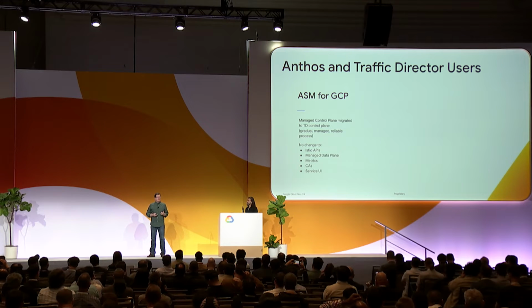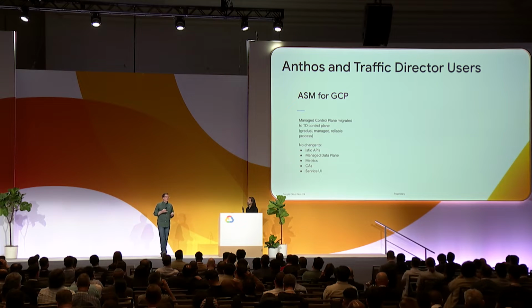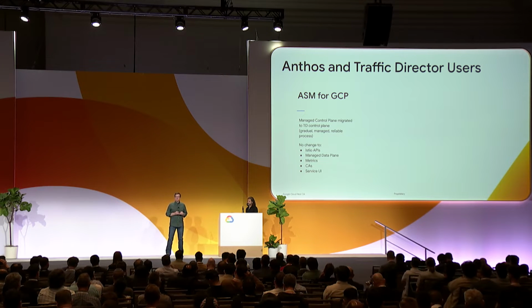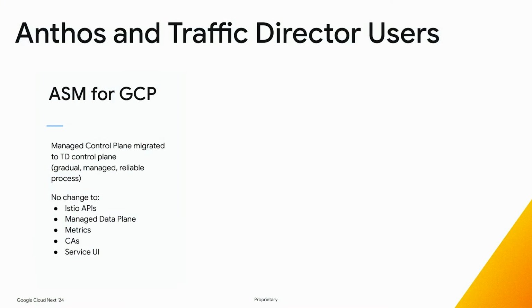But for current ASM customers, when we launch, what does it mean? Well, you're using Istio-based APIs. You have a managed control plane, a managed data plane. You're using either Mesh CA or CA Services. You have the UI. What's going to change is over the next 2 to 3 quarters, those clusters with managed control plane will be migrated to Traffic Director control plane. And that's the extent. You still get to use these same open APIs. You still get all the other managed services.